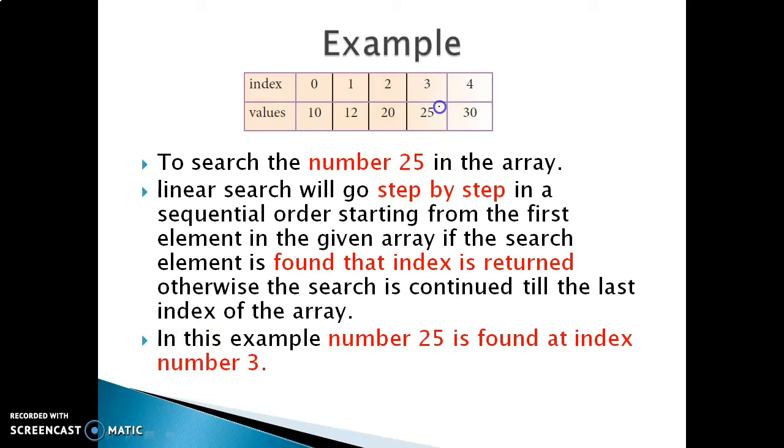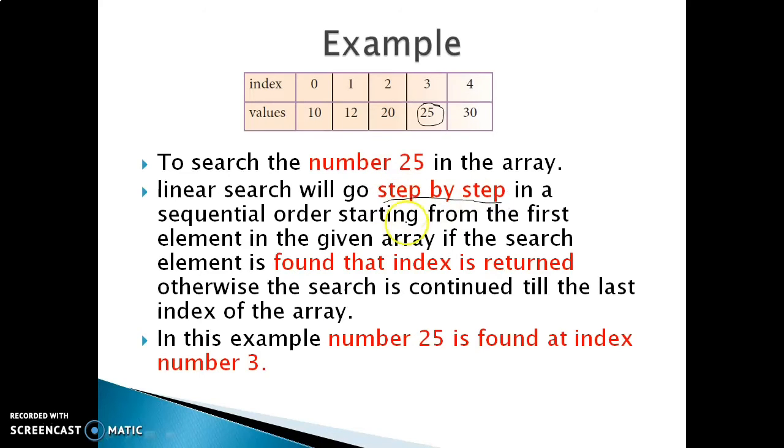Find the element 25 in the list. We are going to search whether the element 25 is present in the list, in the array, or not. To search the number 25 in the array, linear search will go step by step. That's why we call it a sequential search.